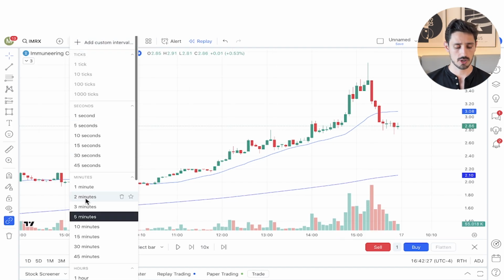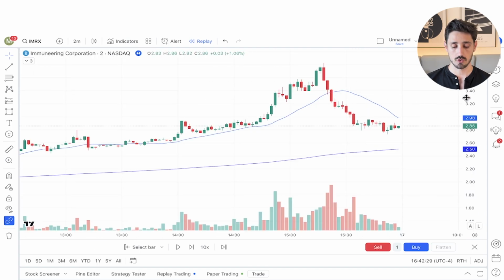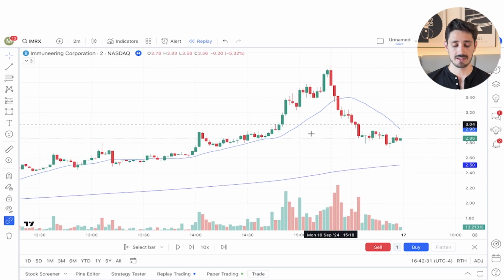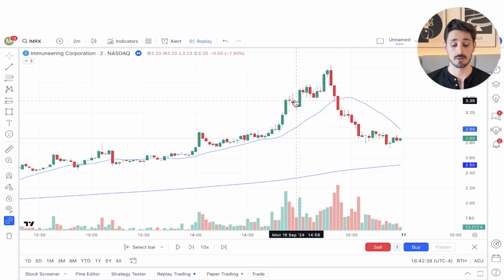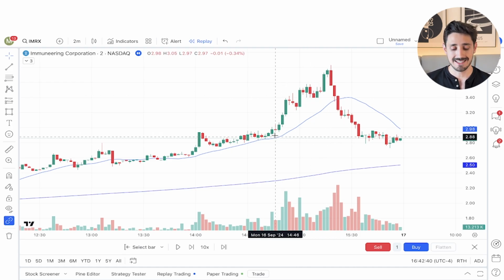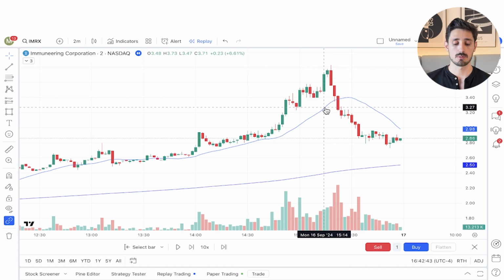Let's go to the 2-minute chart first to see what happened. But yeah, you can definitely see that acceleration, right? Even though it's not consecutive green bars in a row, there are some red bars in between, you can still see that acceleration from the 20 period moving average, which of course resulted, even on the 2, in extension, right?